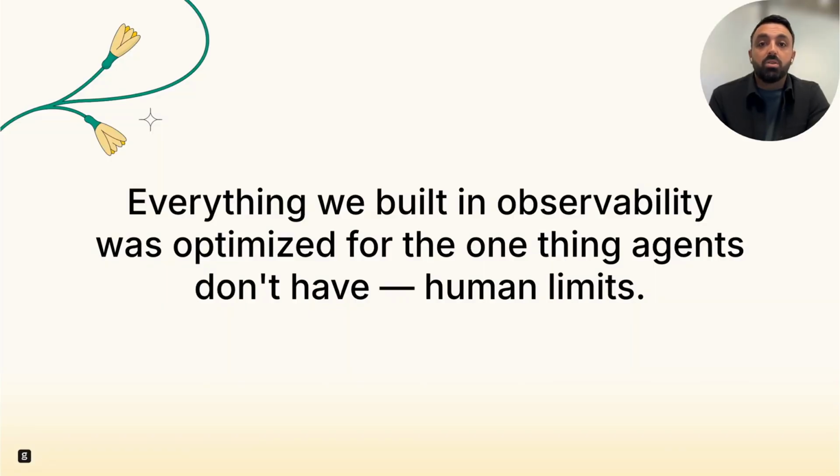If you zoom out, all three of these problems point to the same thing. Everything we built in observability was optimized for the one thing agents don't have: human limits. We optimized for less data, simpler dashboards, smaller cardinality, reduced telemetry, human readable abstractions. But agents don't need the same simplifications humans need. Agents actually improve with more context, which means a lot of the old optimizations become constraints.